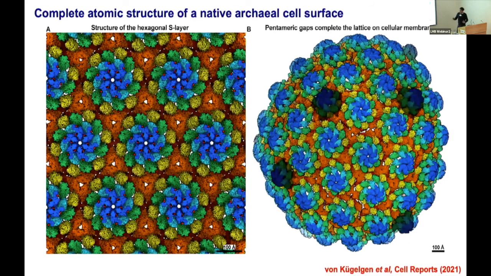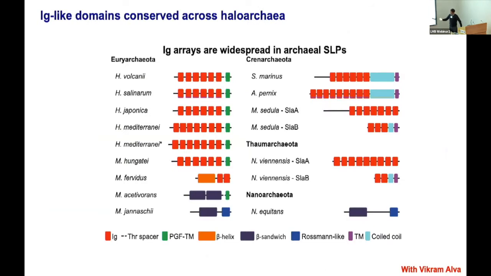I won't go into a lot of the biology. Instead of having gaps, this S-layer is punctuated by pentameric defects, and we've solved the structure of the hexamer and the pentamer, and we've verified that this is how the S-layer is built tightly around these cells. Why I'm showing you this is that these immunoglobulin-like domain containing S-layer proteins seem to be widely conserved across haloarchaea and found in all these S-layers that we've detected using sensitive sequence homology searches.